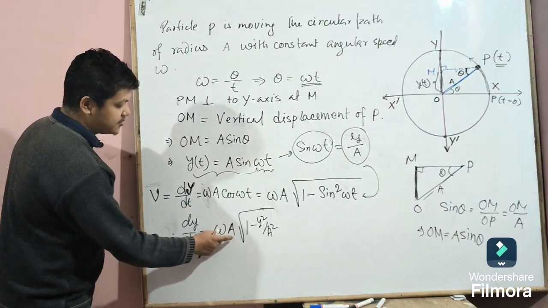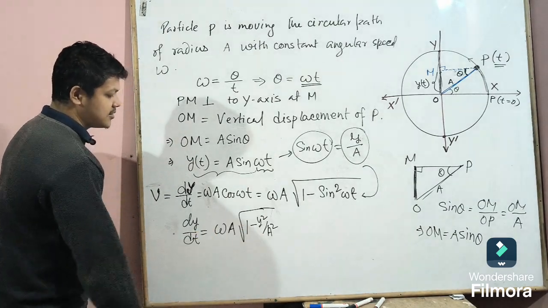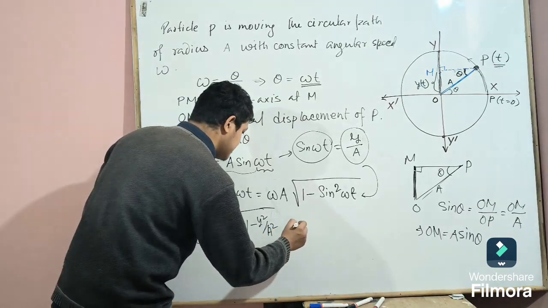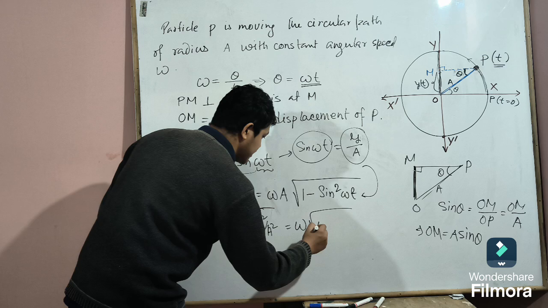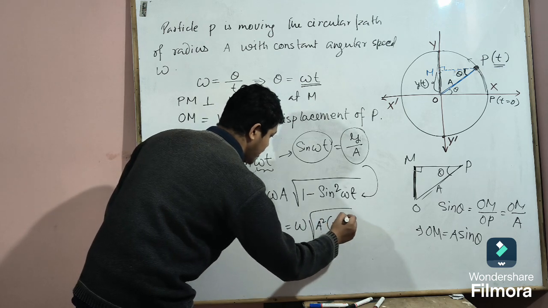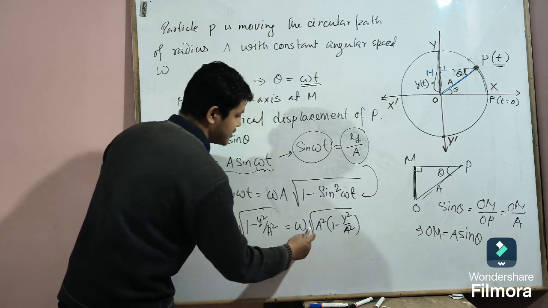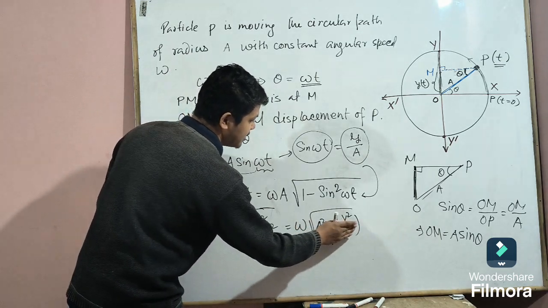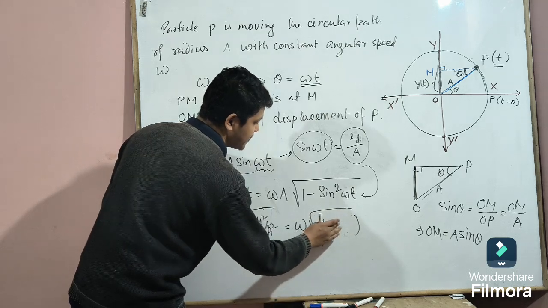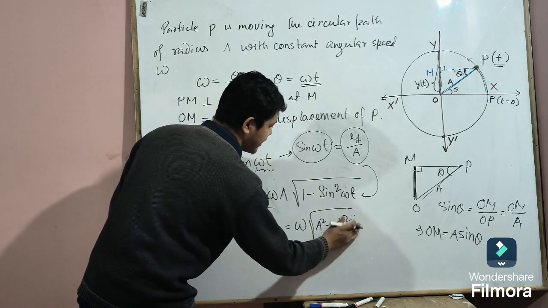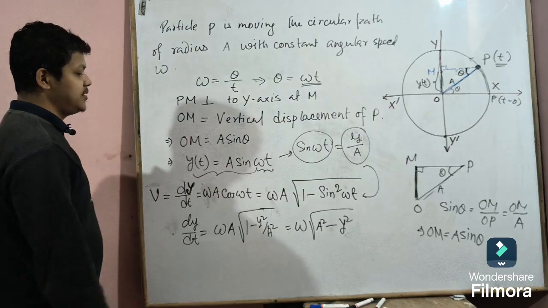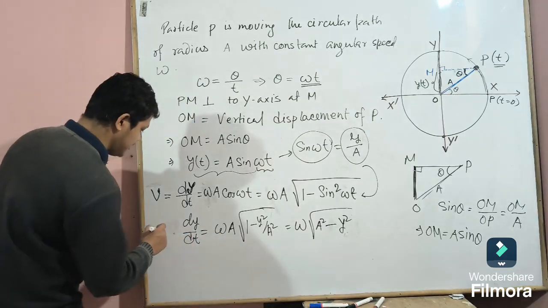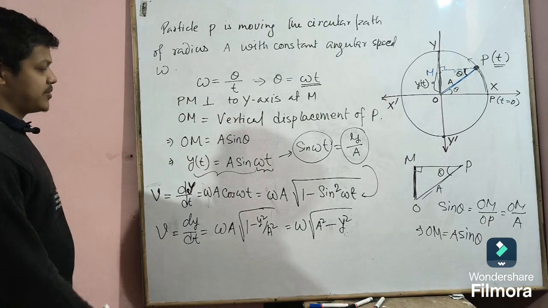Now if you put this A under the square root, then A becomes A square, like this, A square into 1 minus y square by A square. Now if you multiply these two, then A square into 1 by A square cancels. So here we're going to get this expression. So this is the velocity of this particle, right? This is the velocity v, right? Hope you have understood this.